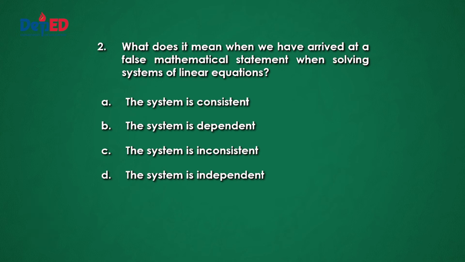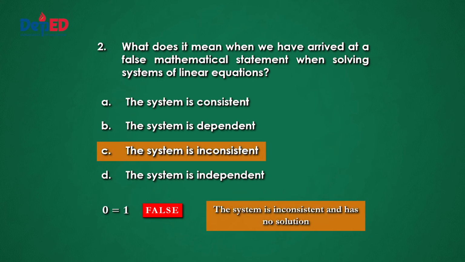A false mathematical statement, like 0 equals 1, suggests that the system is inconsistent since it has no solution. So the answer is letter C.